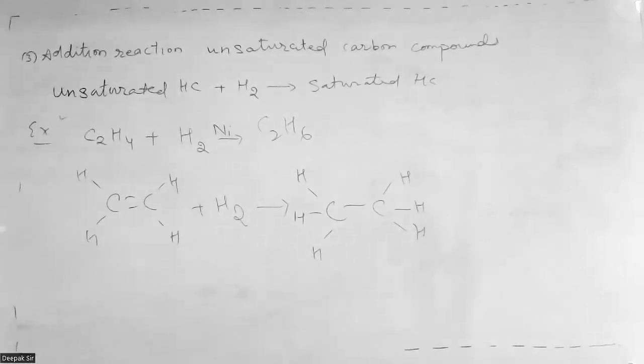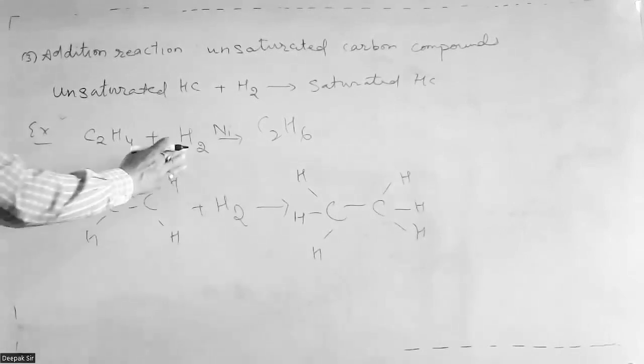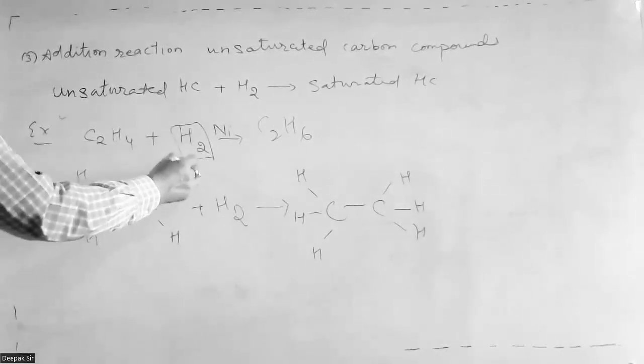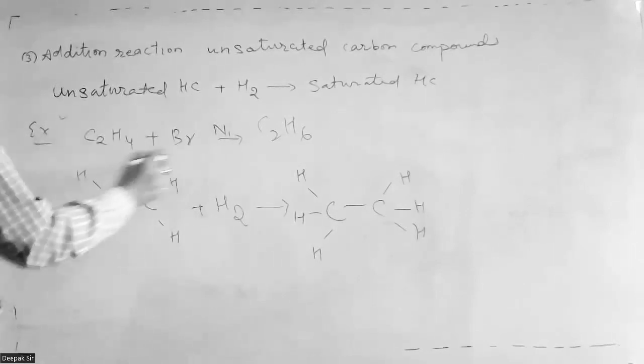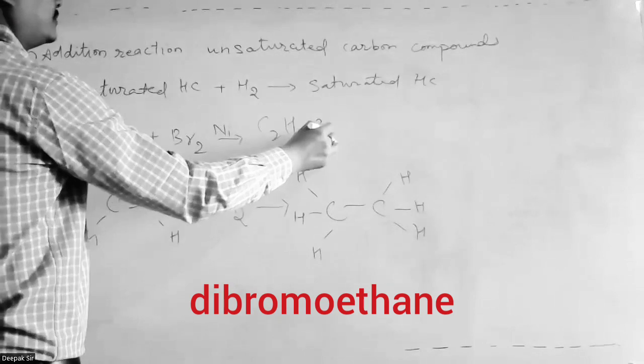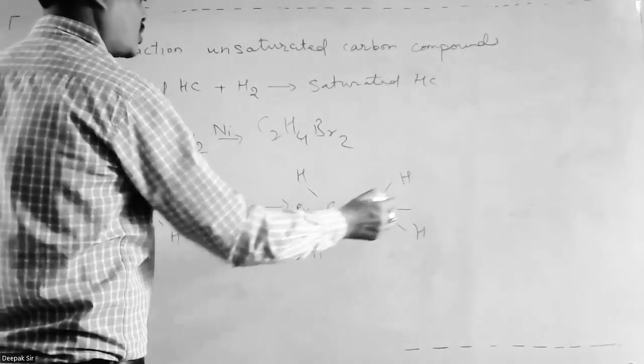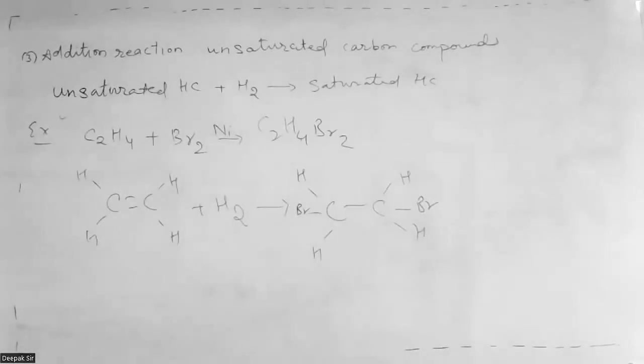If we try with another heteroatom, suppose we add bromine in place of hydrogen. What do we get? C2H4Br2, because here we have bromine attached. So this is the addition reaction where we are converting the double bond or triple bond compound into a single bond compound, or we can say that we are converting the unsaturated double bond or triple bond compounds into alkanes, that is saturated compounds.